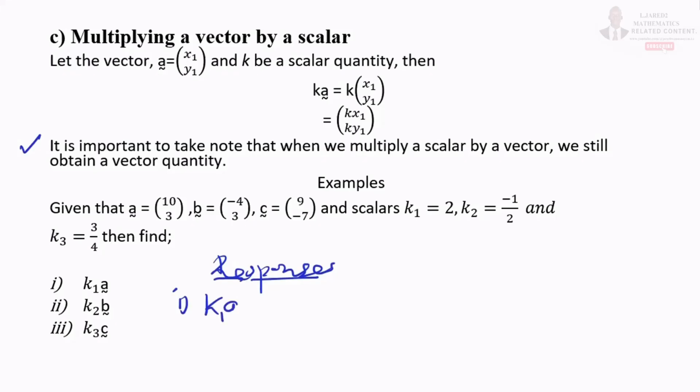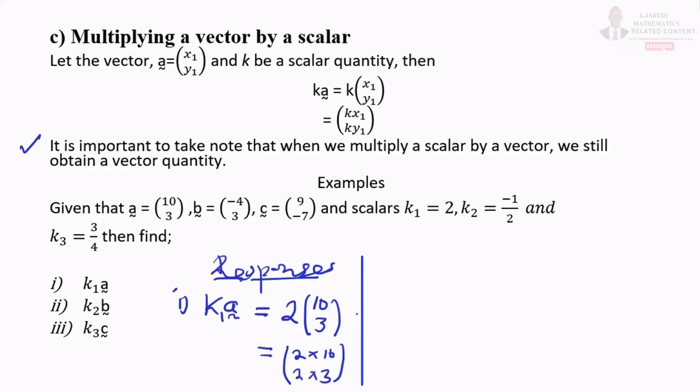Let's do Roman number 1 from here. So K1 multiplied by vector A is the same as, so we are having our K1, which is 2. So it's the same as having the 2 multiplied by the column vector of A, which is (10, 3). Implying that our final answer is gonna be 2 multiplied by 10, and then 2 multiplied by 3. Implying that K1 multiplied by vector A equals (20, 6). So this becomes our answer.